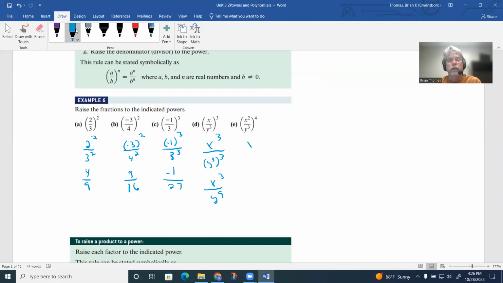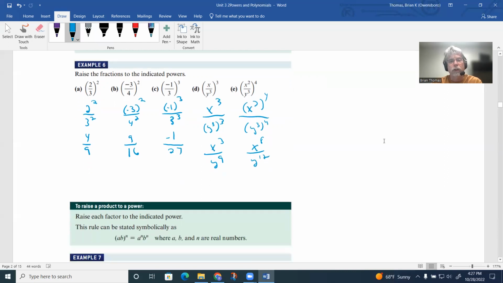And then here we would have x squared raised to the 4th power, and then we'd have this y to the 3rd raised to the 4th power. So we'd have x to the 8th over y to the 12th. So that's what we mean by working out those examples with indicated exponents.